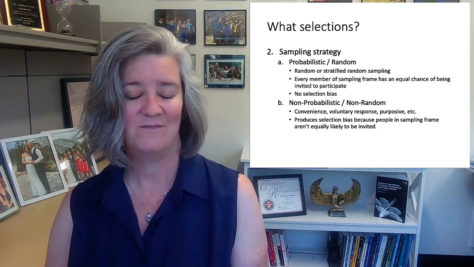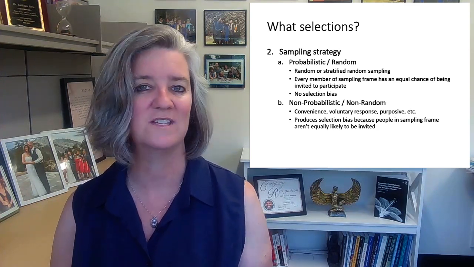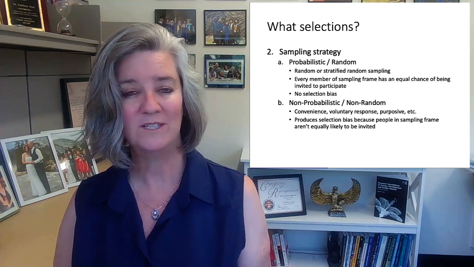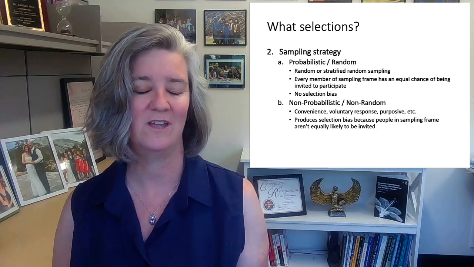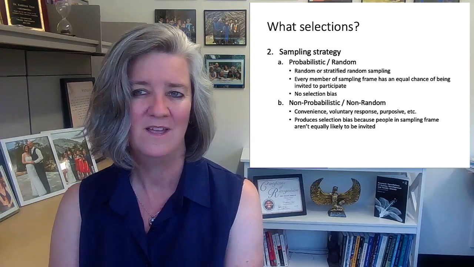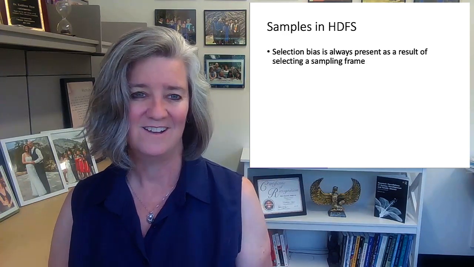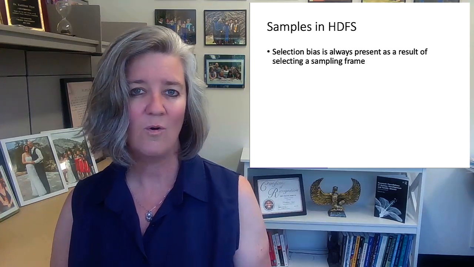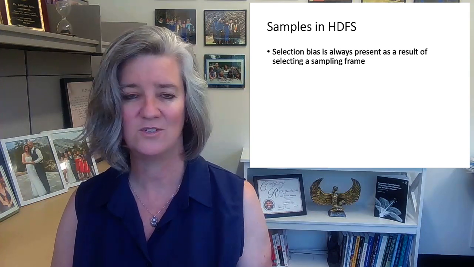People obviously have more of a chance of being invited if their paths intersect with mine in some way. Let's say maybe I put up flyers in my building on my campus, and so they're more likely to see my flyer and respond to it if they are in a major that has classes in this building. You see, it's not at all random. There are these biases built in, and these biases produce selection bias. So in HDFS, selection bias is always present as a result of selecting the sampling frame. That is inevitable. That's true of every study.